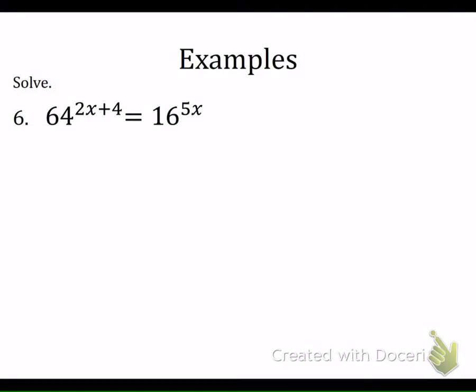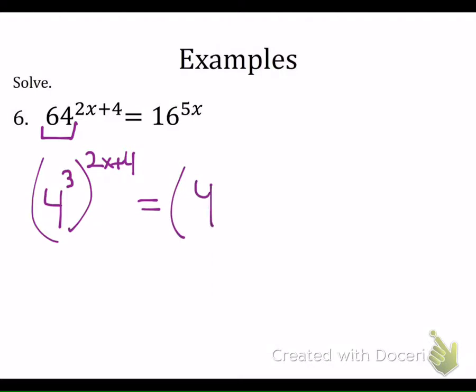I think we have 8 examples. Let me repeat. 4 to the third is 64, and then 4 to the second is 16. So you want to write this one as 4 to the third? And this one as 4 to the second? Like that? Okay.